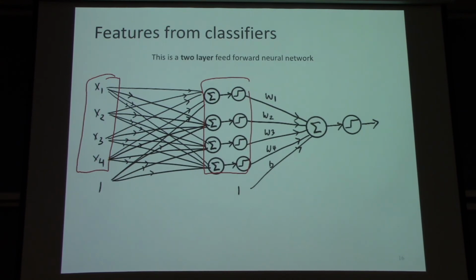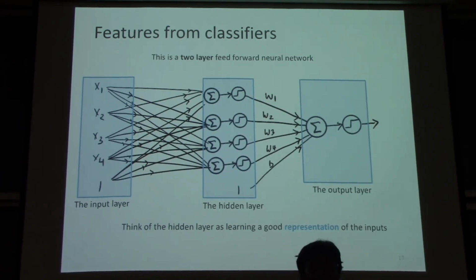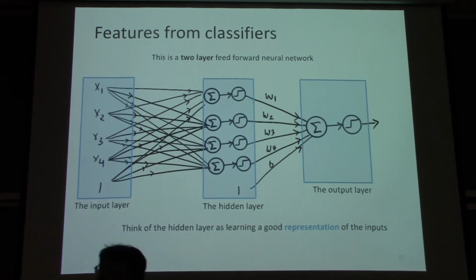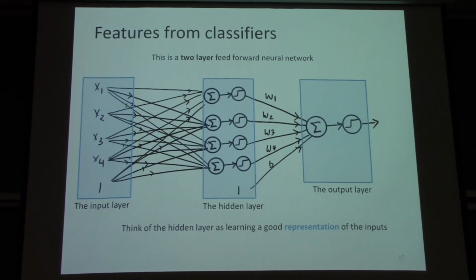So this is a two-layer feed-forward network, which has an input layer, which is what we actually observe. We have an output layer, which is what we want to predict, and a hidden layer. The way to think about the hidden layer is, in this case, the hidden layer computes a good representation that allows the output layer to make a prediction. So the hidden layer is a learned representation of the inputs. So far so good?